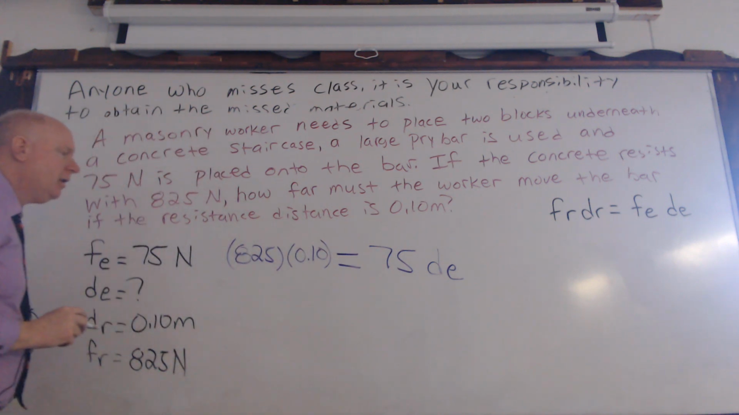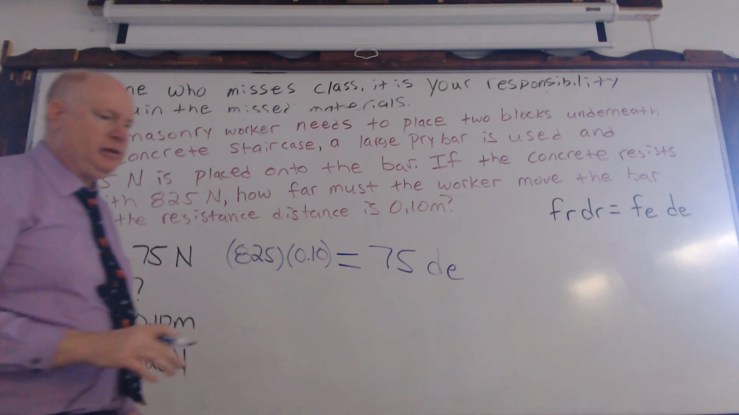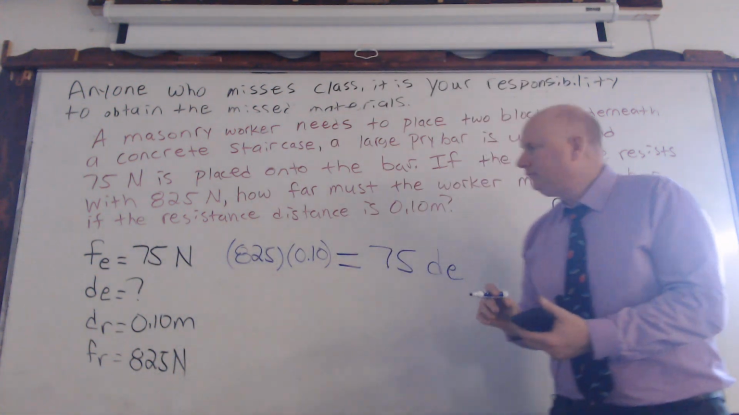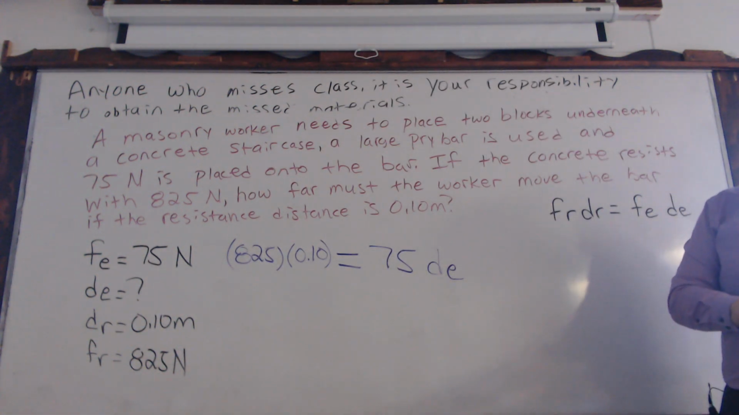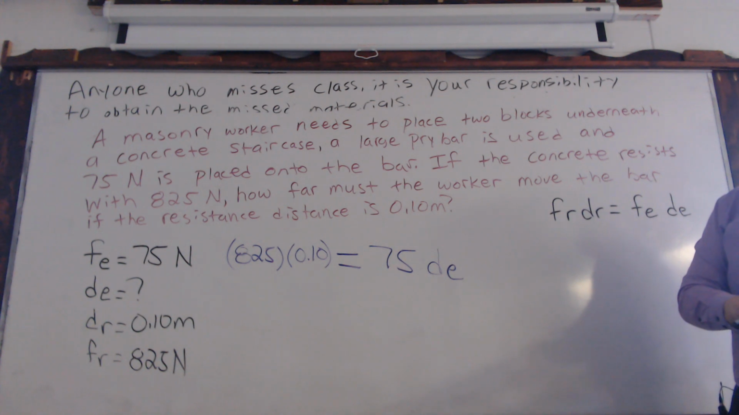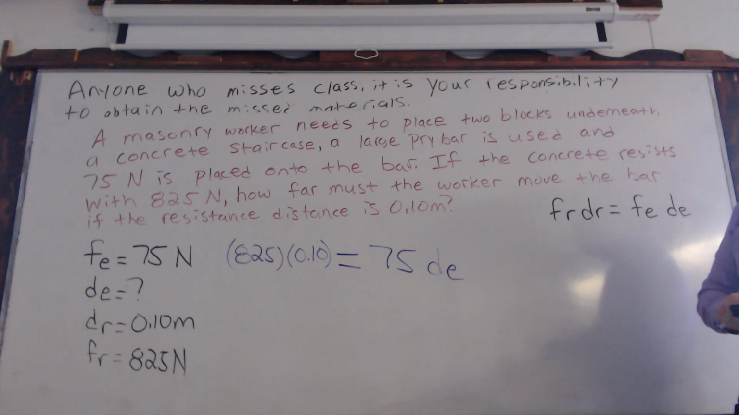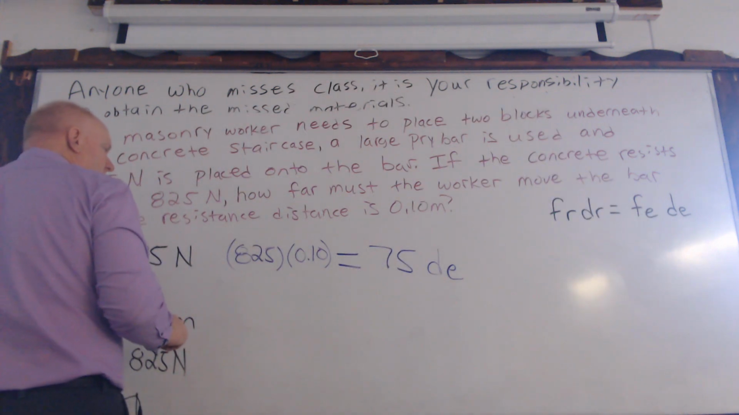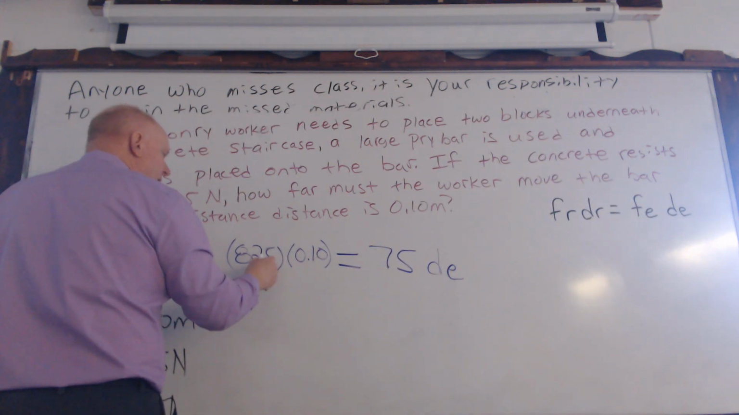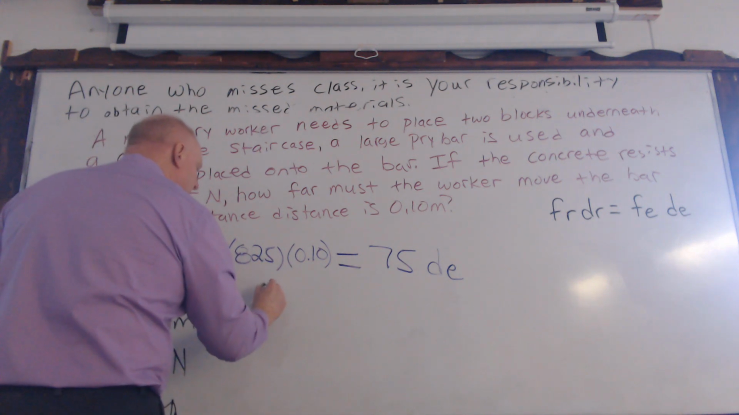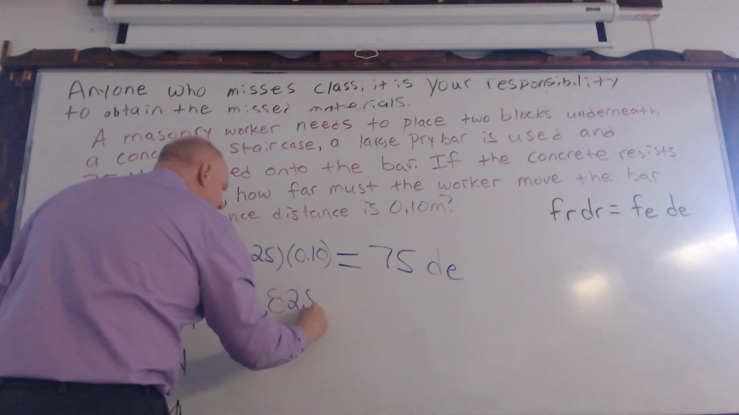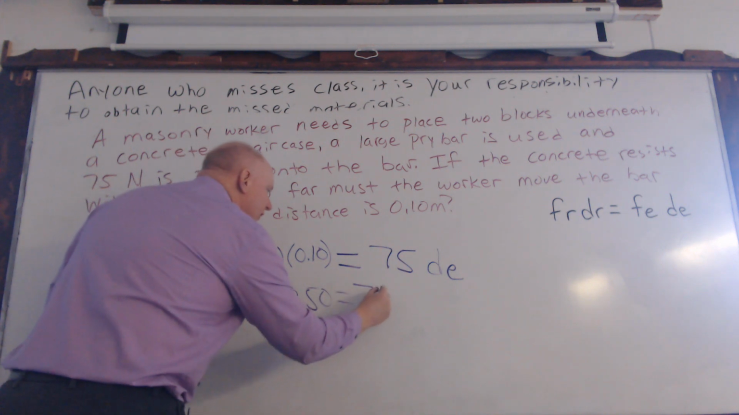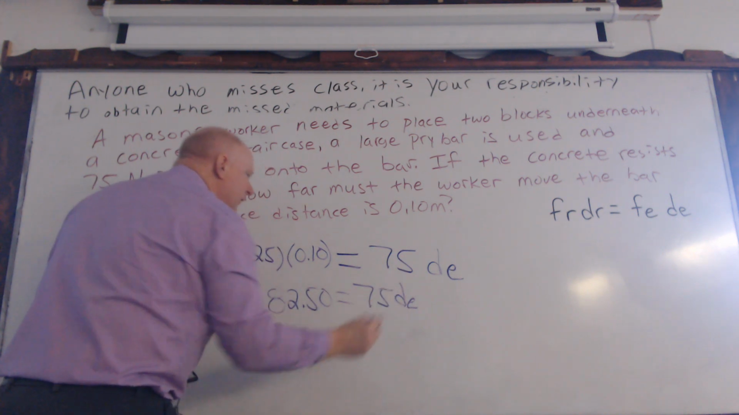Okay? So upon doing that, we take 825 times 0.10, and we get 82.5, which I suppose we could have just done the math and moved the decimal over twice. Oh well. 82.50 equals 75 DE. Okay?